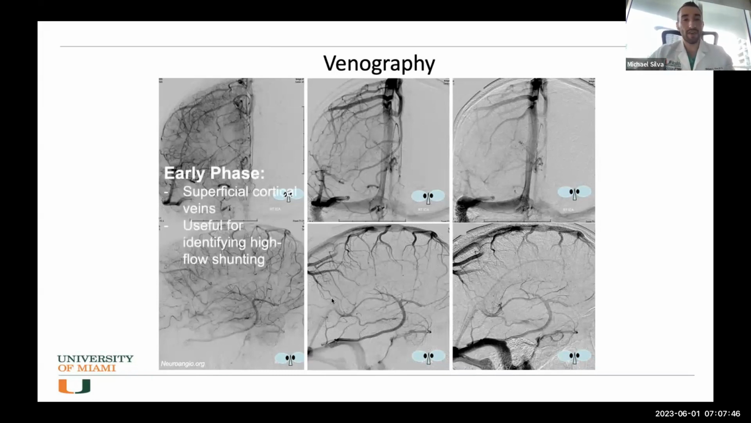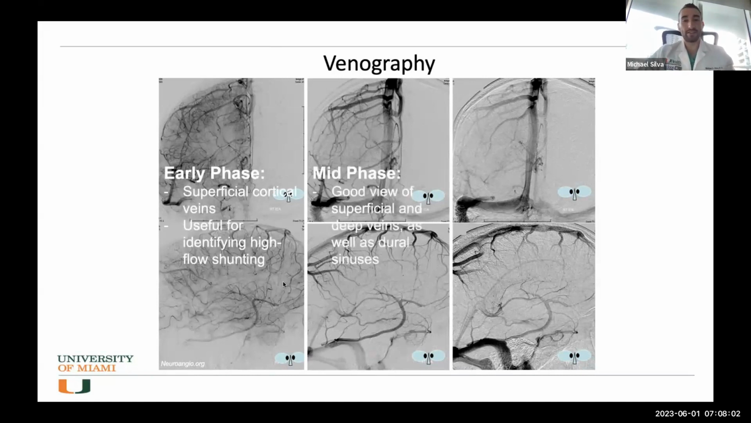So in the early phase, this highlights the superficial cortical veins. This is a phase when you'll see high flow shunts. Think of a high flow AVM. You'll even see veins obviously in the arterial phase, but this is in terms of the venous phase where you would see high flow shunting.